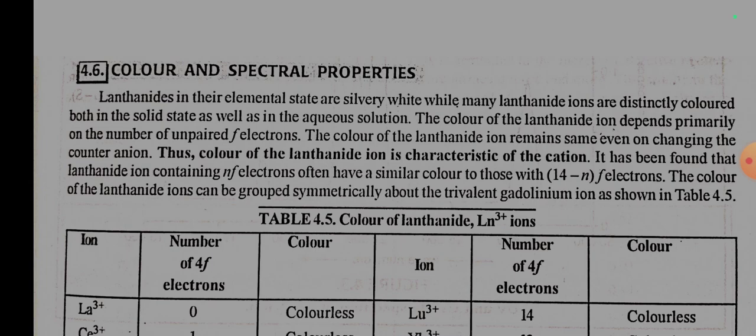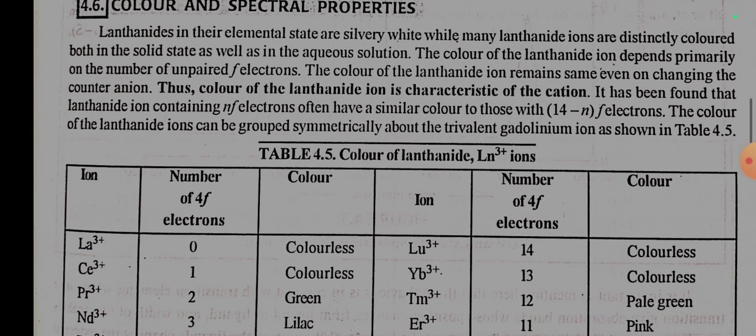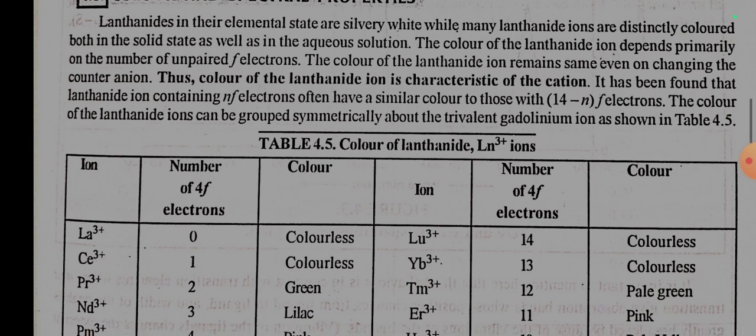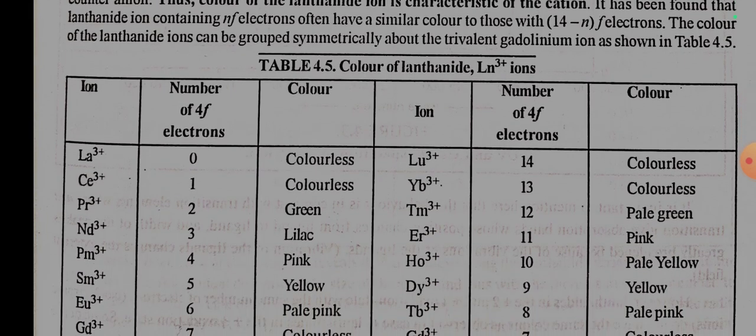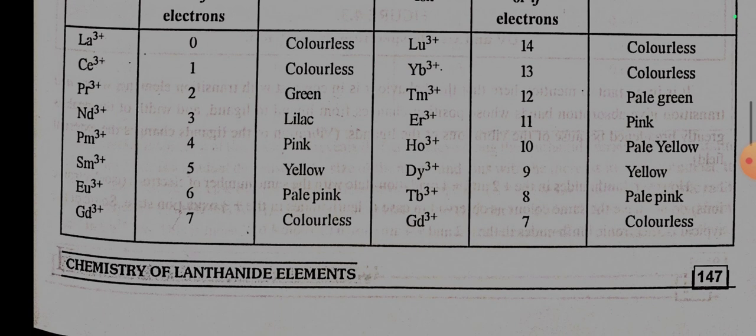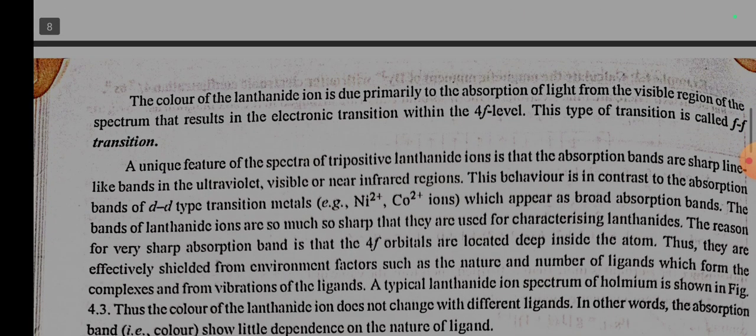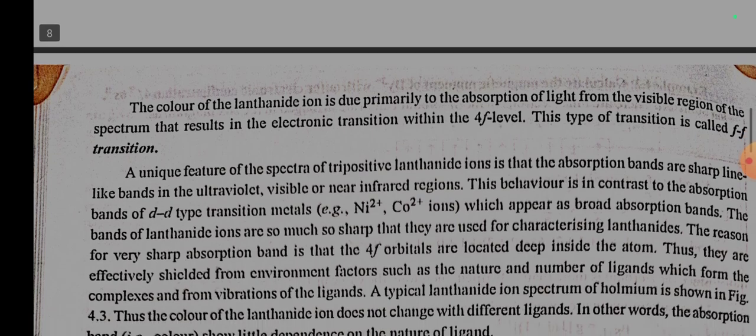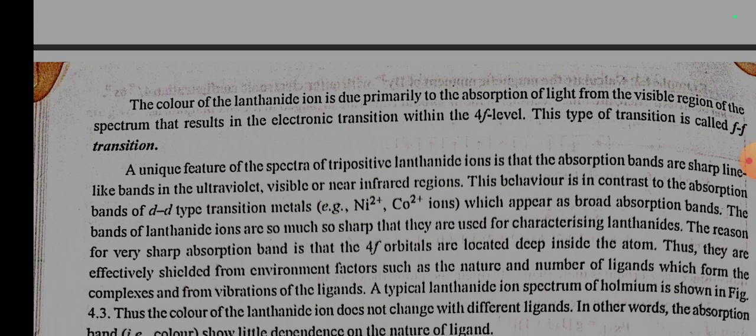It has been found that lanthanide ions containing n f electrons often have a similar color to those with 14 minus n f electrons. The colors of the lanthanide ions can be grouped symmetrically about the trivalent gadolinium ion, as shown in Table 4.5. The color of the lanthanide ion is due primarily to the absorption of light from the visible region of the spectrum that results in electronic transition within the 4f level. This type of transition is called f-f transition.